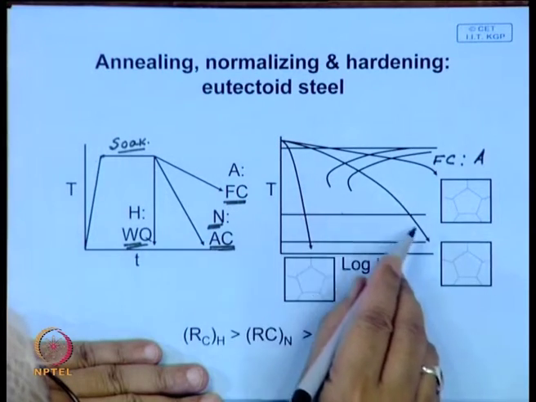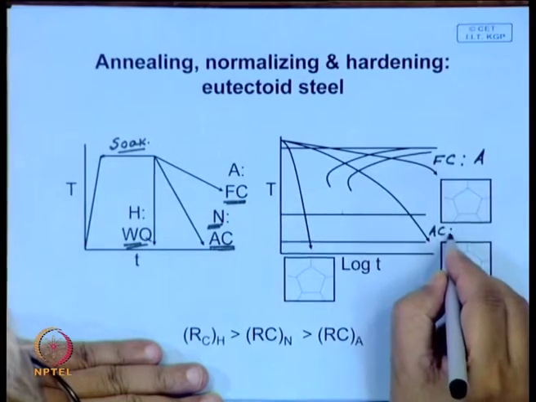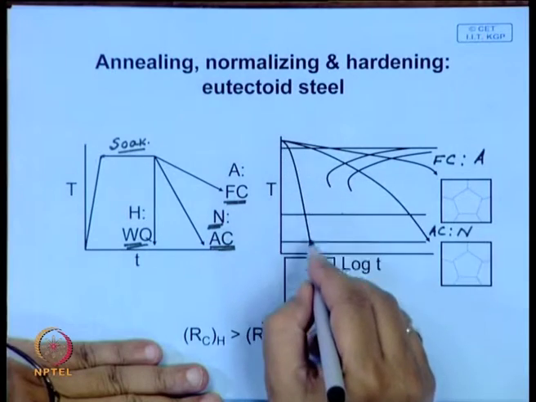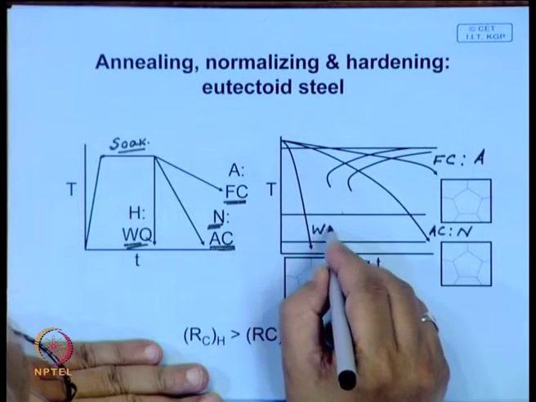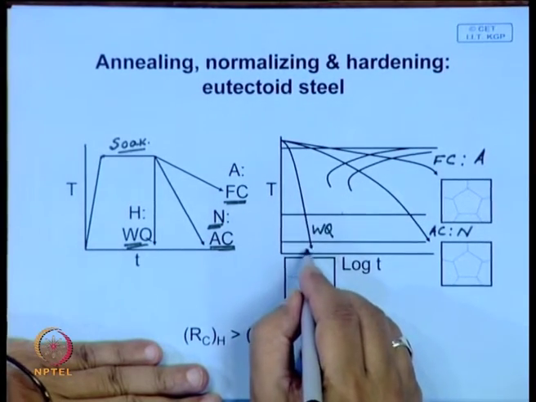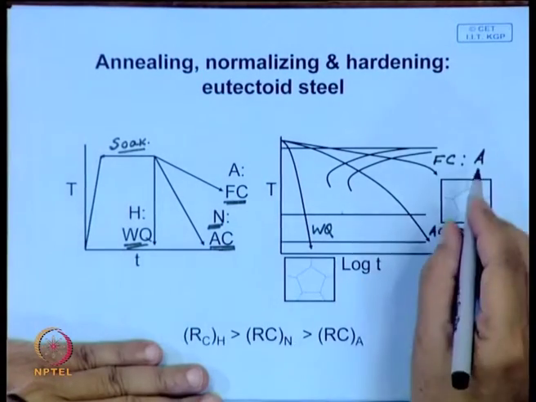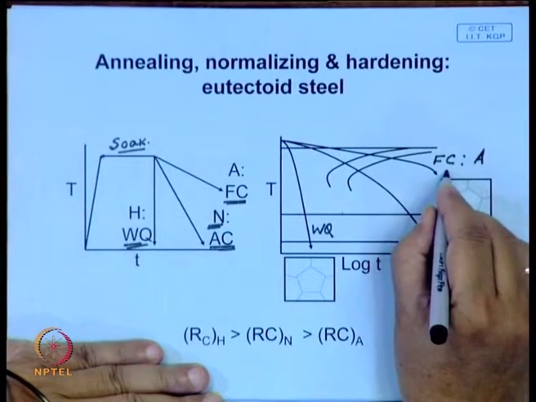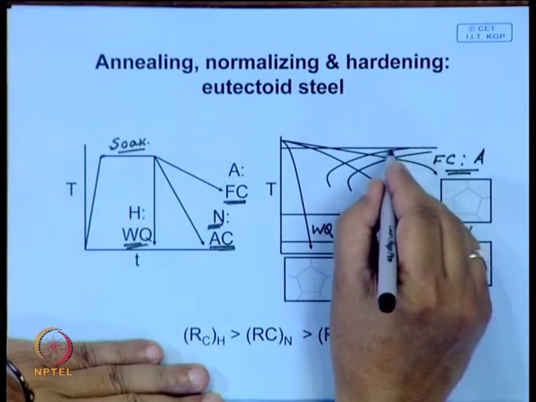If you cool in air, then it is air cooled. This is normalizing. If you water quench, the quenching rate or cooling rate is very fast, and here you get a totally different kind of structure. Now, what type of structure will you get here? So, consider this particular case, annealing, and during annealing, this is the CCT diagram.